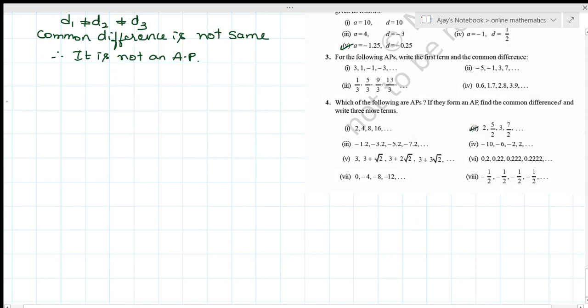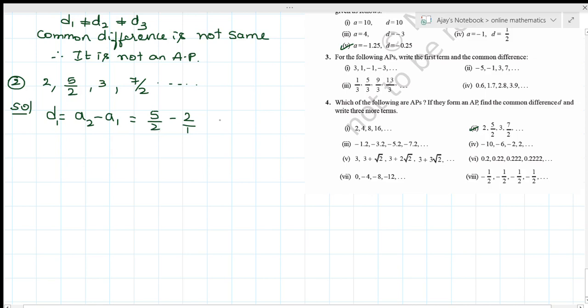So question number 2 reads, 2, 5 by 2, 3, 7 by 2, and so on. So we just find whether it is an AP or not by finding the common difference. So common difference D1 is A2 minus A1, which is equivalent to 5 by 2 minus 2. There is no number in the denominator, you can just cross multiply it. So 5 minus 4 divided by 2 is 1 by 2.